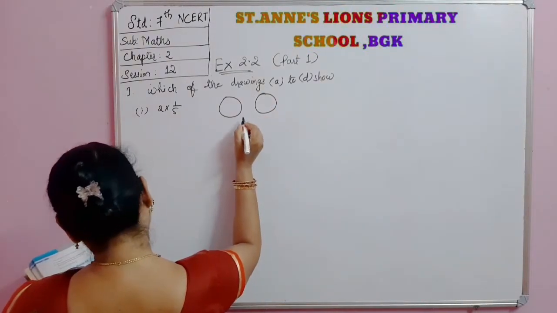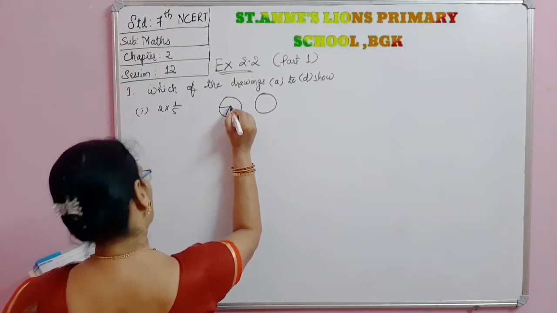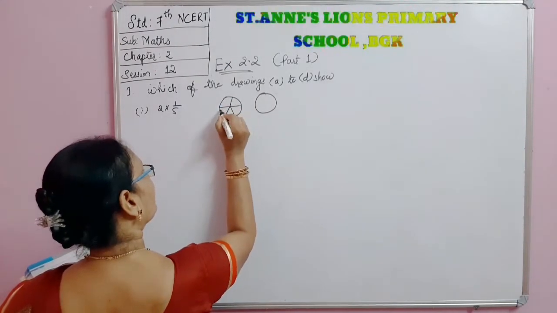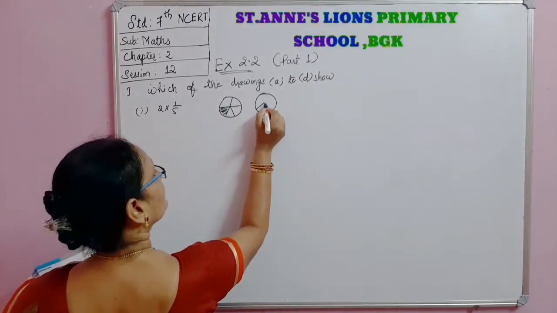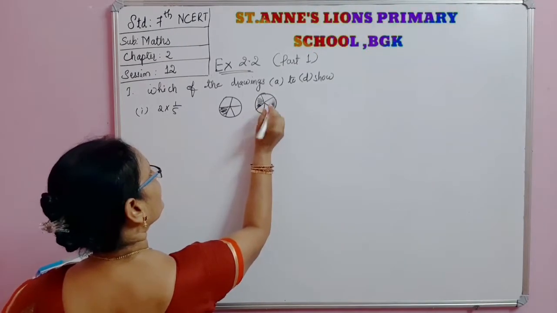You have to draw that. This is shaded. 1, 2, 3, 4 and 5. This is shaded. 1, 2, 3, 4, 5. This is shaded. See here.